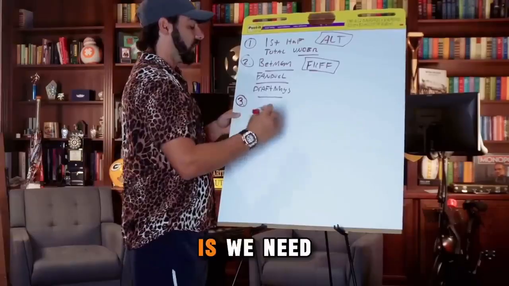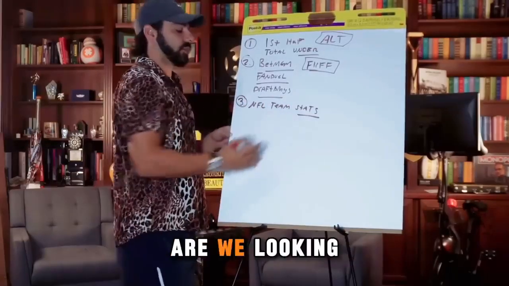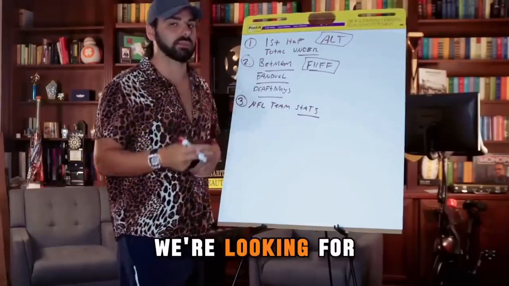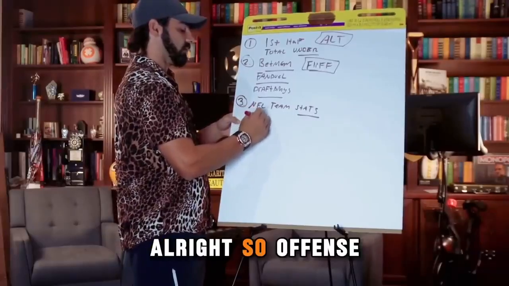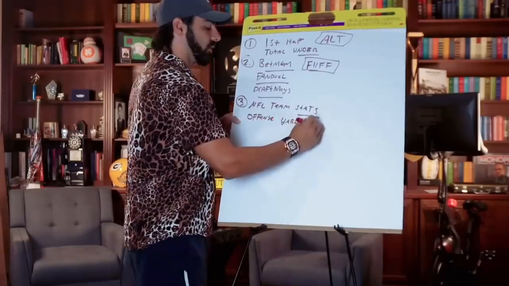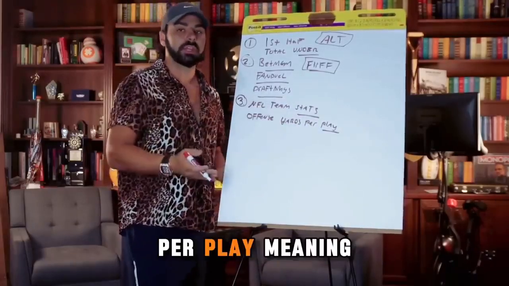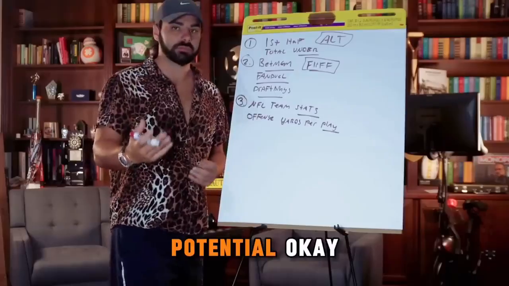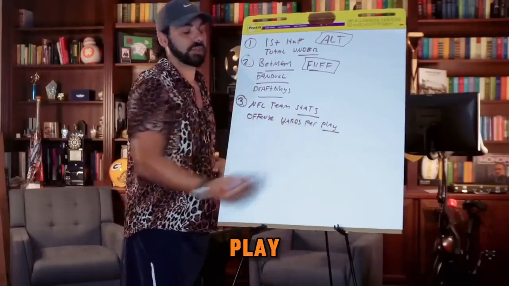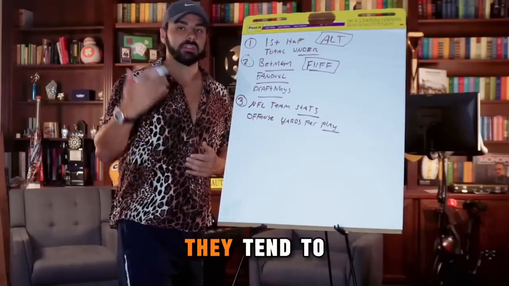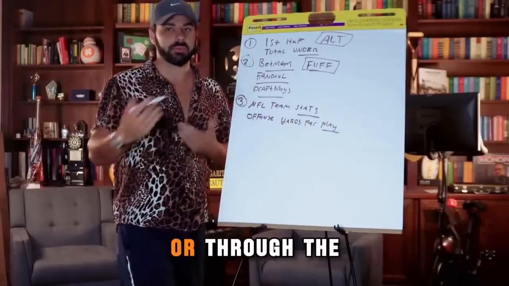Number 3, what we're going to do is we need to look at some NFL team stats. Which stats are we looking for? Well, there are 2 different types of stats that we're looking for. The first one is on the offense: offensive yards per play. What does that mean? This means the average yards per play, meaning the big play potential. If a team is in the top 5 for yards per play, that means on the offensive end, they tend to create big yardage plays somehow, whether through the ground or through the air.